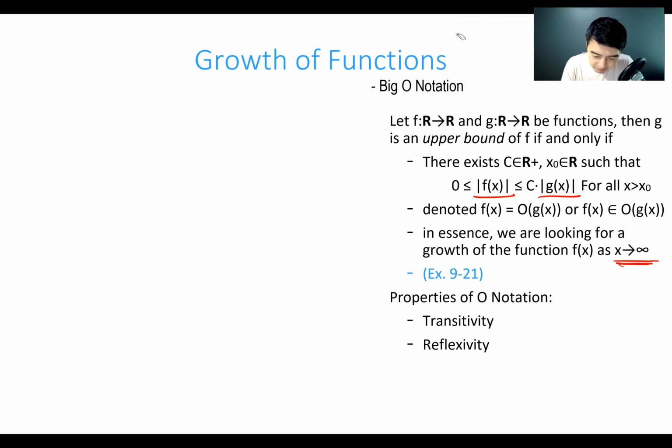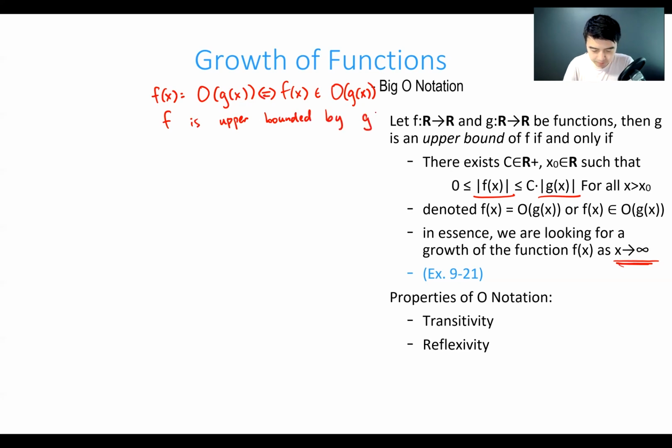Okay, so let me give you a few examples. Let's start with the definition. We typically say that f of x is equal to big O of g of x. Or another way we say this is that f of x is an element of O of g of x. Both of these things are equivalent, so saying one is the same as saying the other. In English, this is read as f is upper bounded by g. Now, this definition doesn't really tell the whole story.